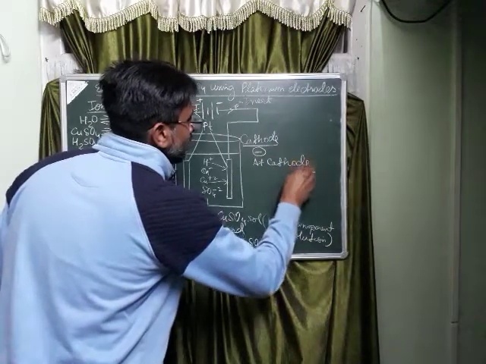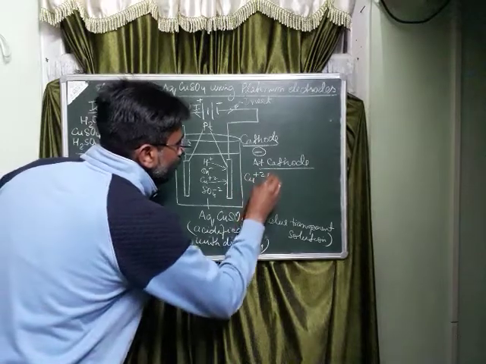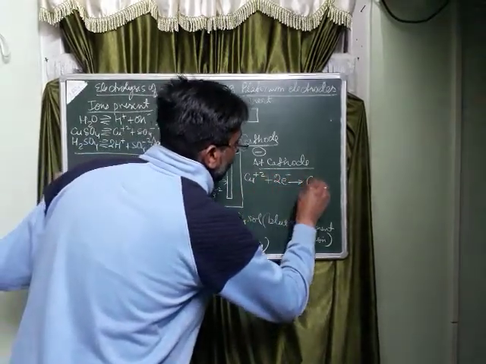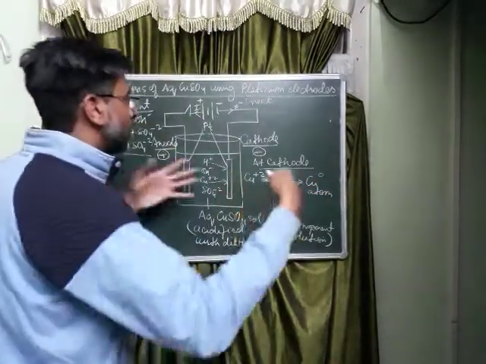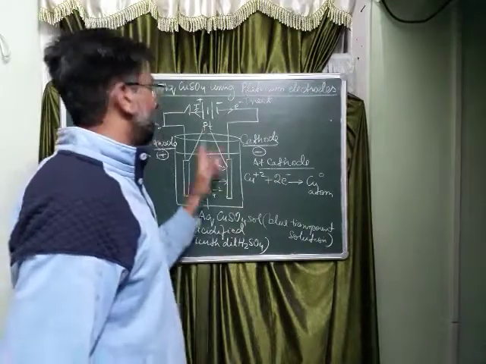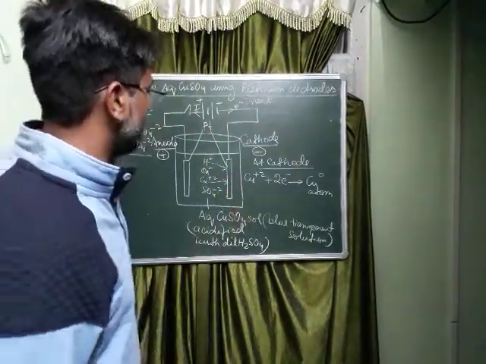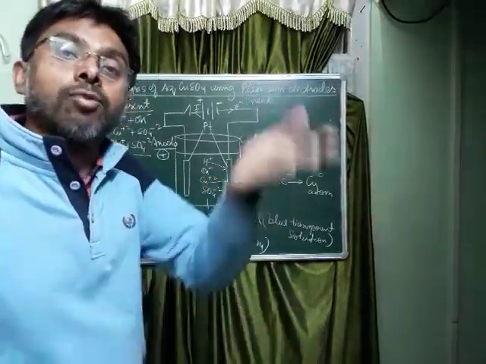So, at the cathode, what happens? Copper ion, Cu plus 2 ion, takes up 2 electrons and forms a copper atom and deposits on the cathode, which is made of platinum. Here there is gain of 2 electrons. Hydrogen does not discharge. Why? Because it is placed above copper.